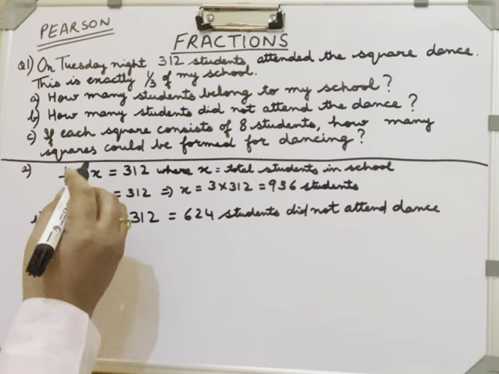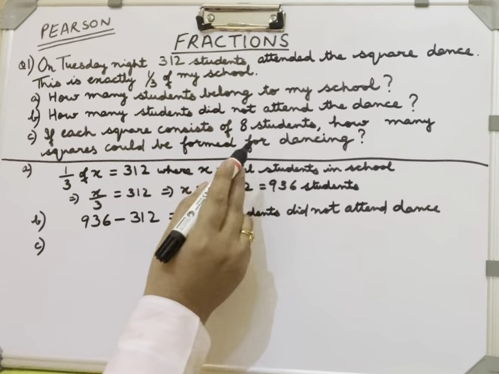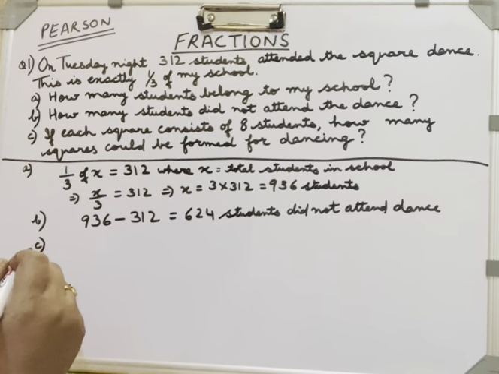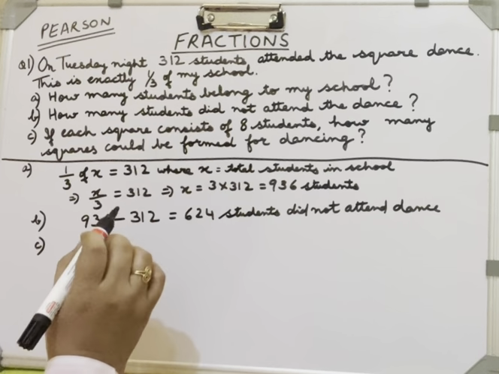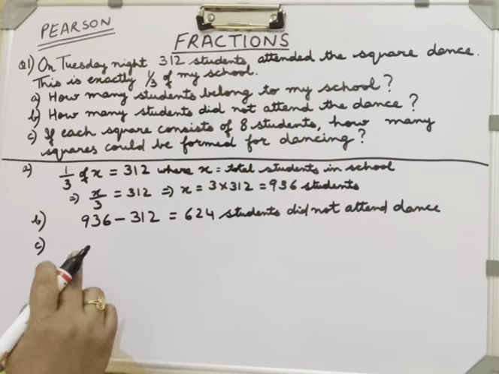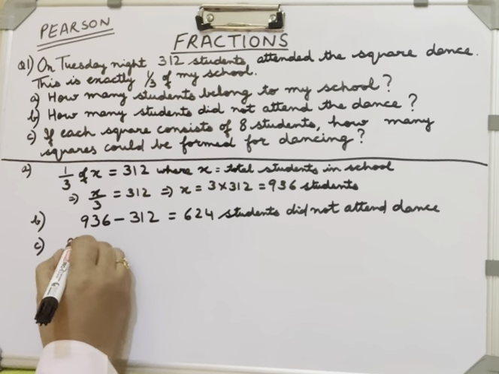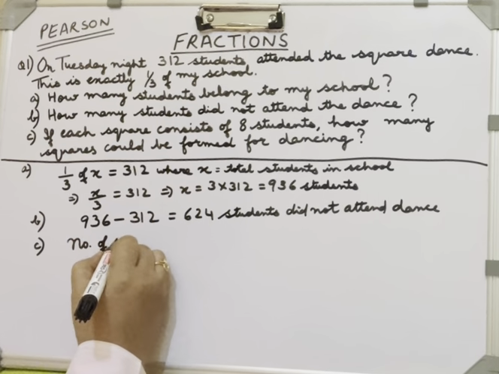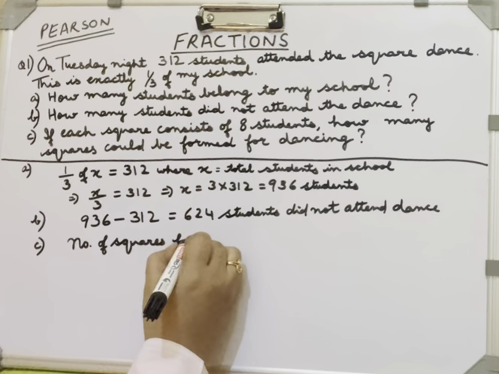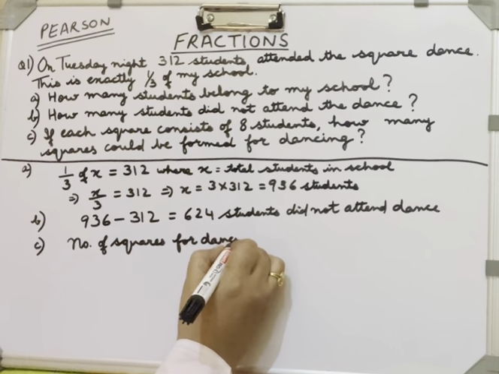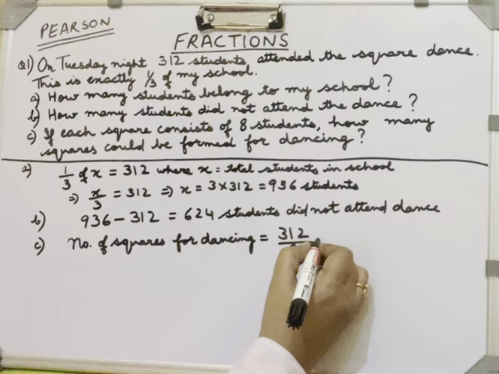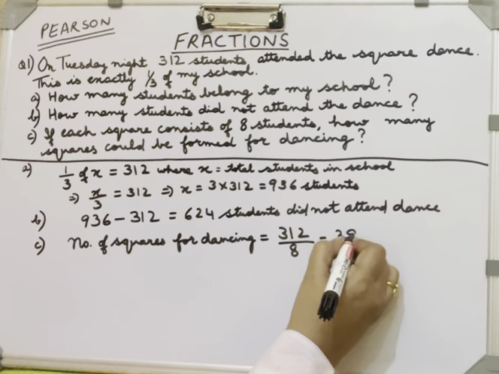Now part C. If each square consists of 8 students, how many squares could be formed for dancing? Now we know that 312 students attended the square dance and 8 students make one square. So the number of squares for dancing is 312 divided by 8, which is 39 squares.